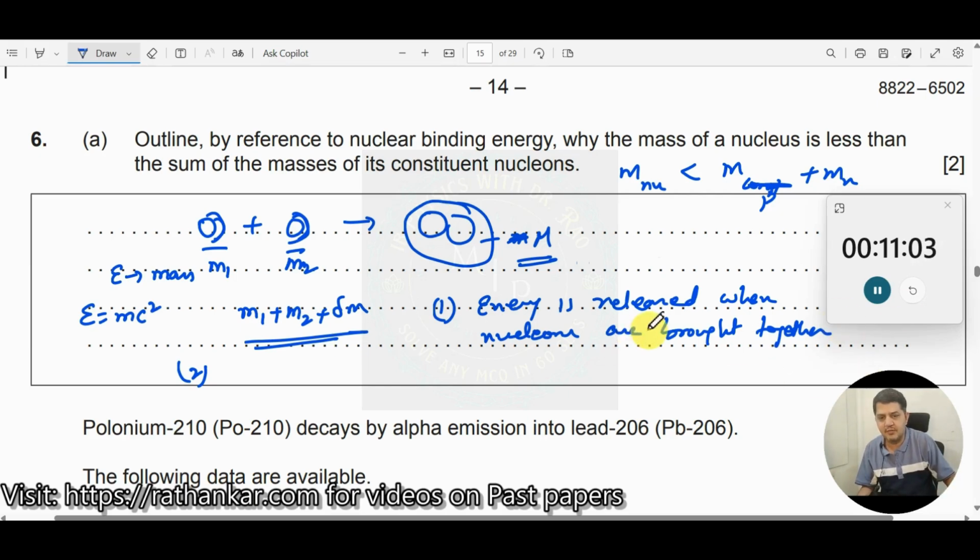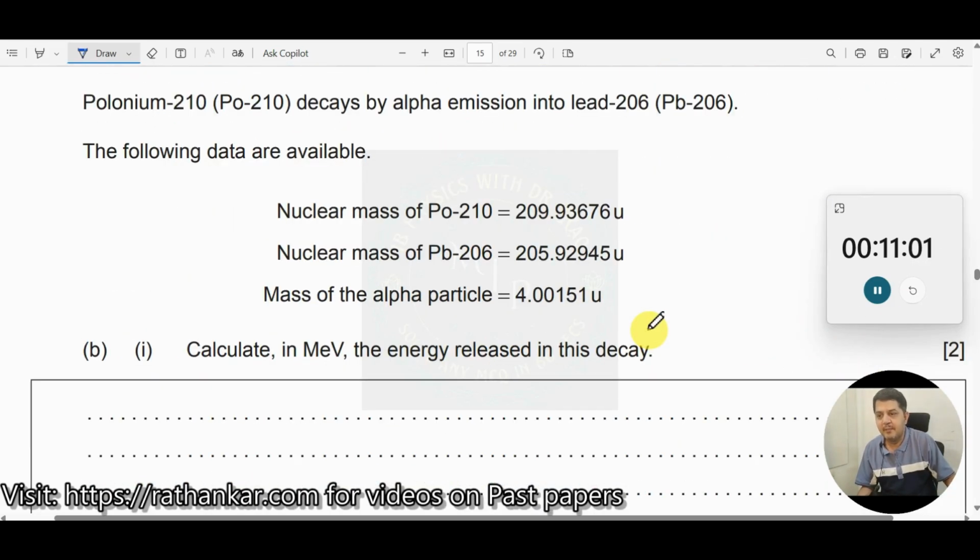Now let us move on to the next question. Polonium 210 decays by an alpha emission into lead 206. Write the equation, it becomes easier: polonium 210 decays by an alpha emission to make lead, Pb 206. And the following data is available. Calculate, in MeV, the energy released in this decay. What is the energy released in this decay?